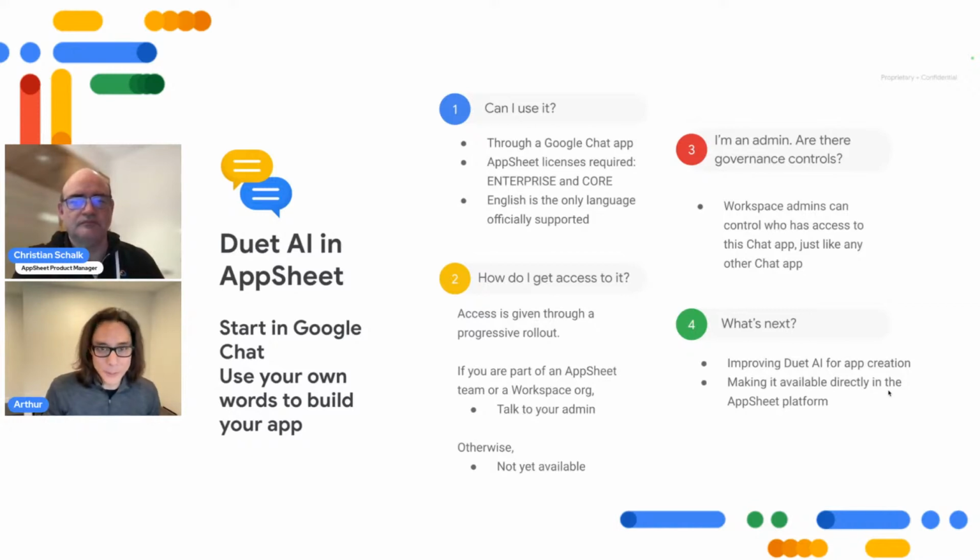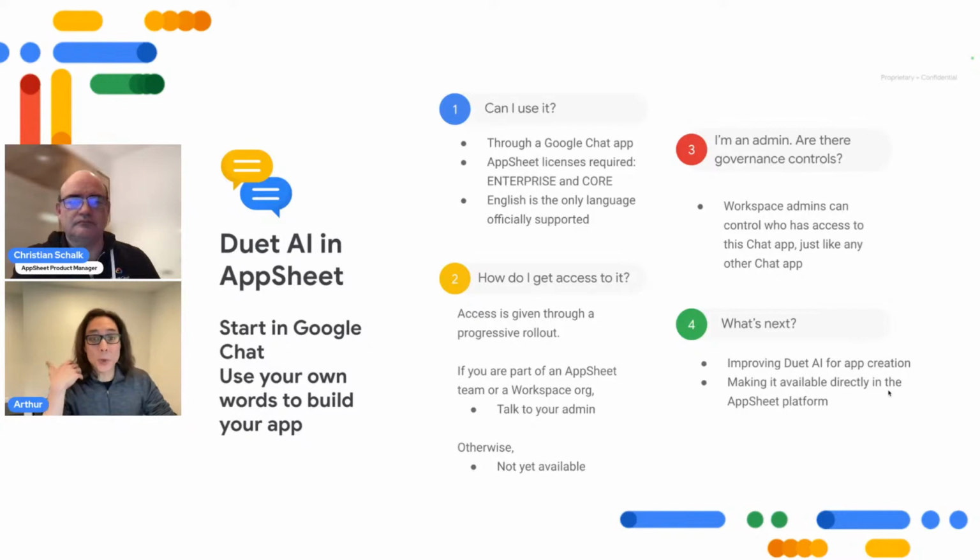Well, our focus right now is first on improving the overall capabilities of Duet AI for app creation. What we've shown you here as a demo works great if you just have a vague idea of what you want to build, and you give a very simple description. It will give you a generic data schema that you can start from, and that gets you started.